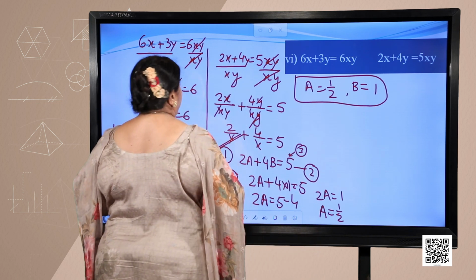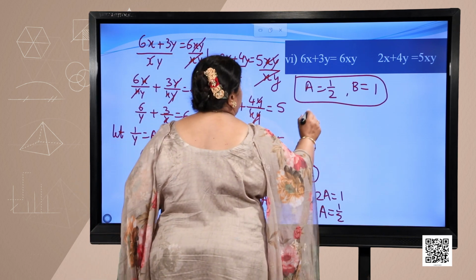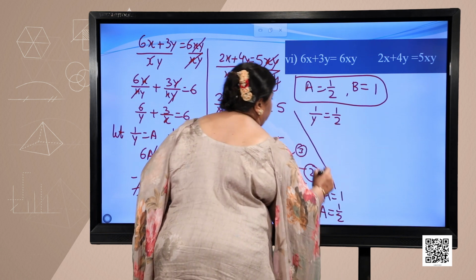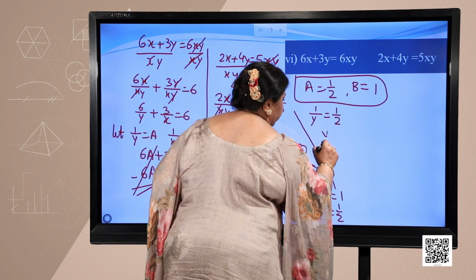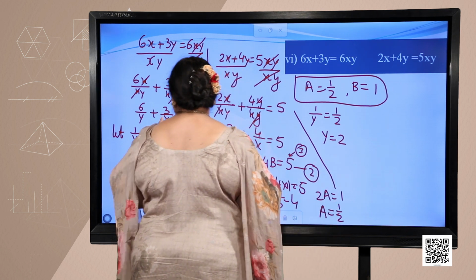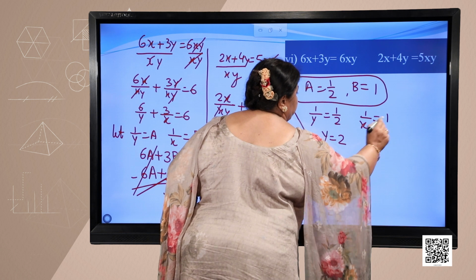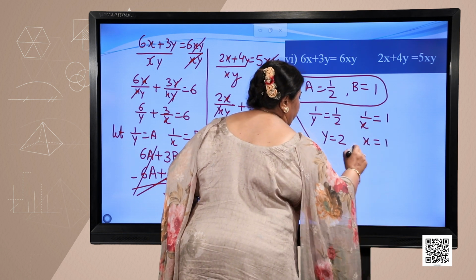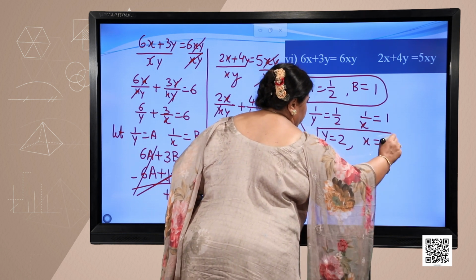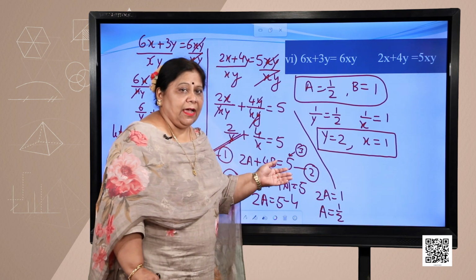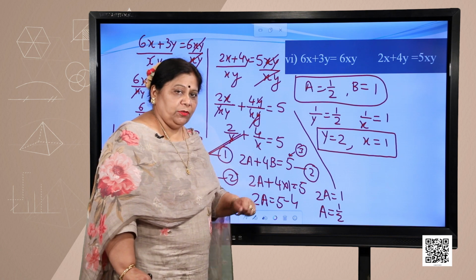But what was a for us? It was 1 upon y. So, let me compare this. I will get y is equal to 2. What about x? We had taken 1 upon x as b. So, x is equal to 1 and y is equal to 2 are the values of x and y in this. I hope it is clear. Shall we go to the next part?